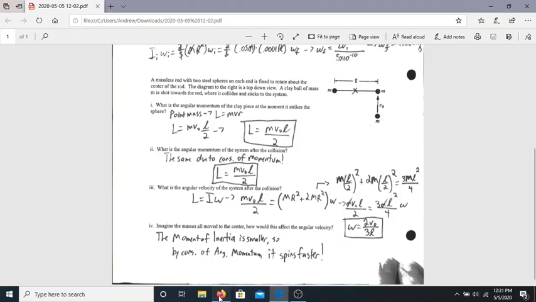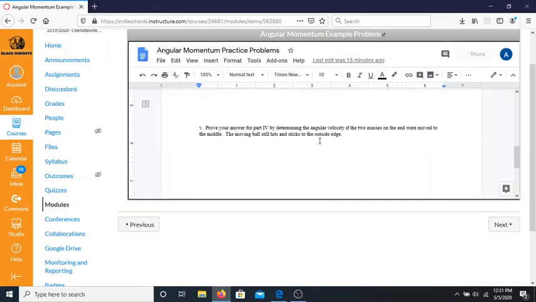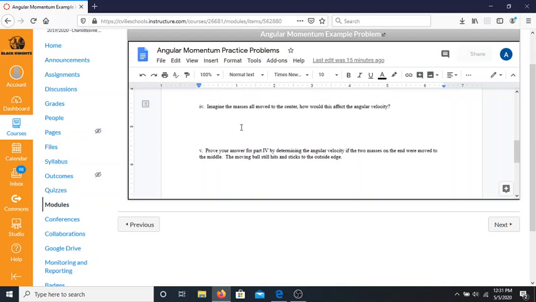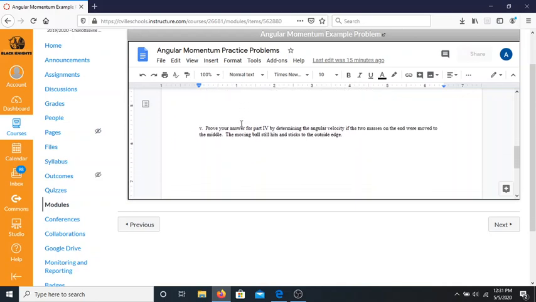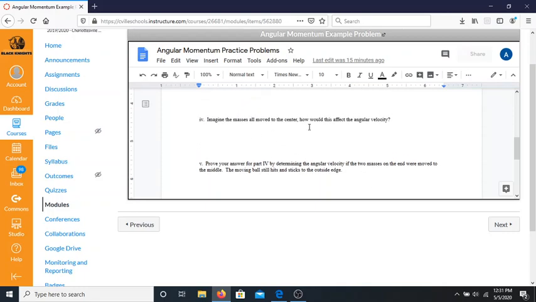So for part 5, the last piece of this, I want you to prove that what we said in part 4 is correct. So I want you to pause the video. I want you to prove that the angular velocity of this setup is going to be greater than it was originally by literally solving for the angular velocity.